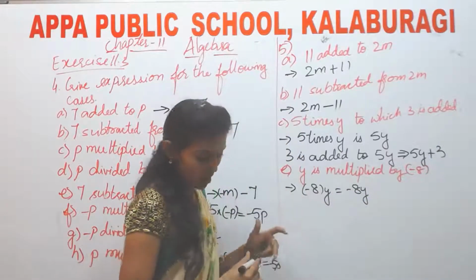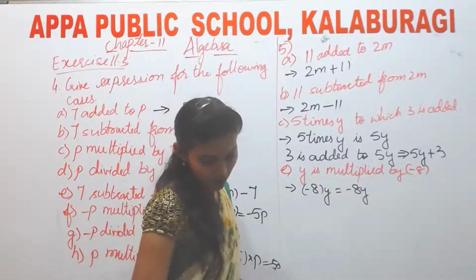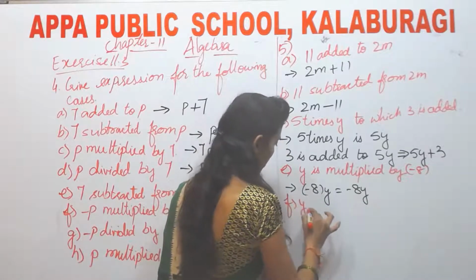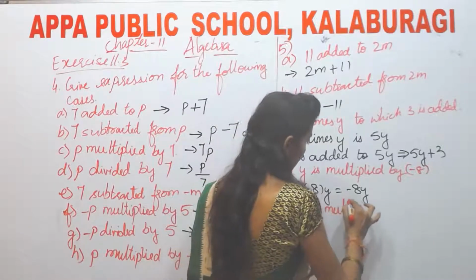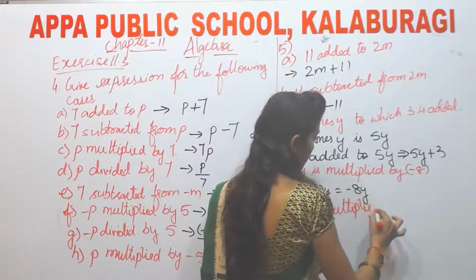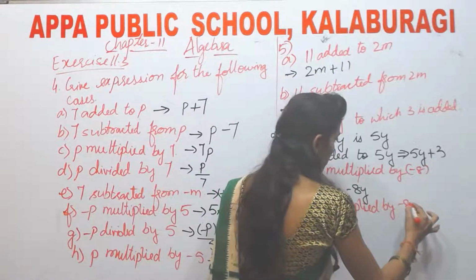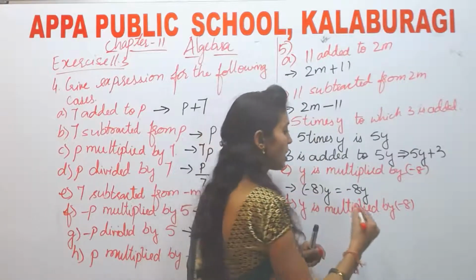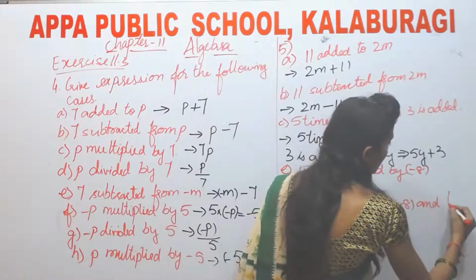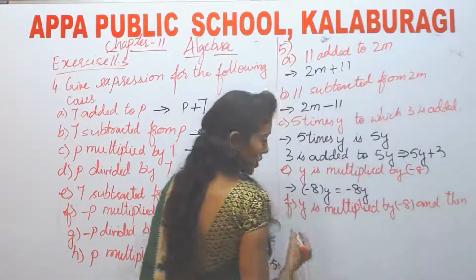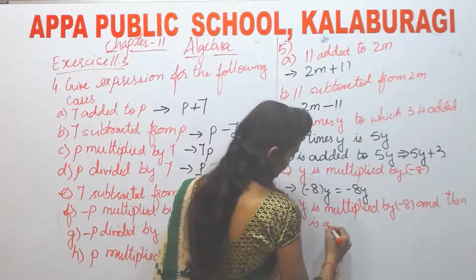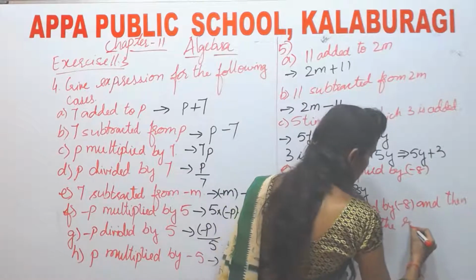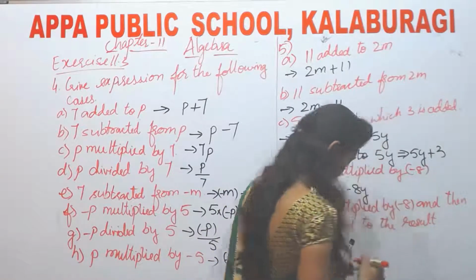Okay. Now, F. Y is multiplied by minus 8, and then 5 is added to the result. Right?